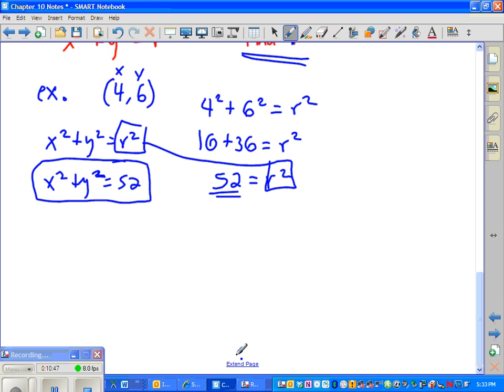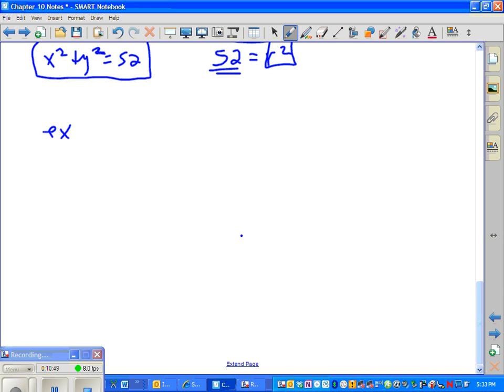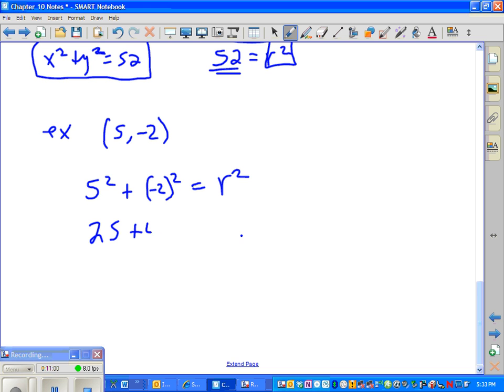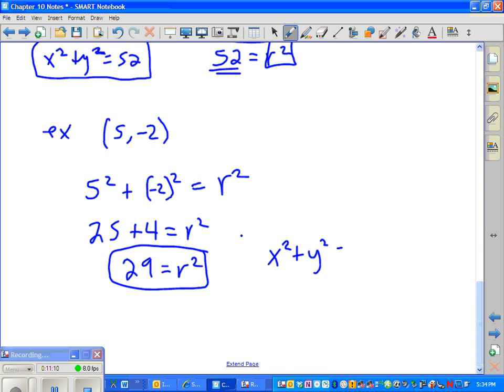Let's do another one. Let's say that I gave you the point 5, negative 2. So x squared plus y squared. Notice how I'm putting the negative in parentheses, equals r squared. So we have 25 plus 4 equals r squared, and r squared equals 29. So my final answer is x squared plus y squared equals r squared, which is 29. And this is the final answer with the equation written in there.